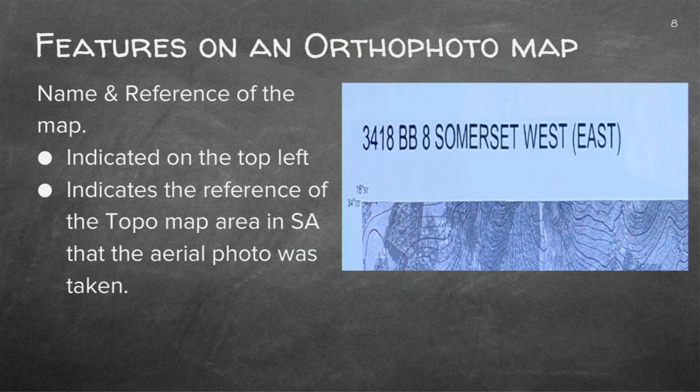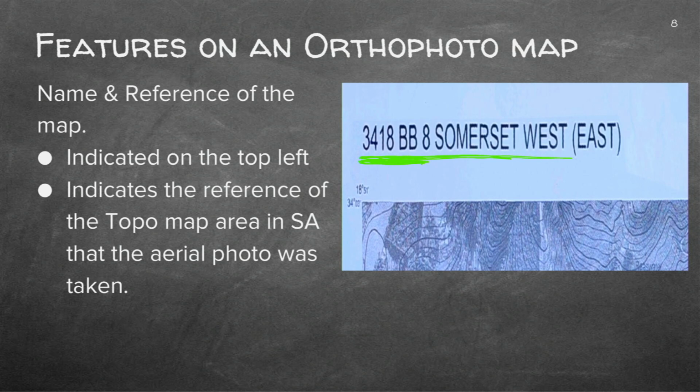So the orthophoto maps produced by the NGI would look like this. Very important to note is that you will get a reference at the top left corner of every topo map, or orthophoto map, produced by the NGI. At the top left corner, it will indicate the reference of the map. And we will get down to understanding how this reference system has been developed by the NGI. We will talk about it in subsequent lessons.